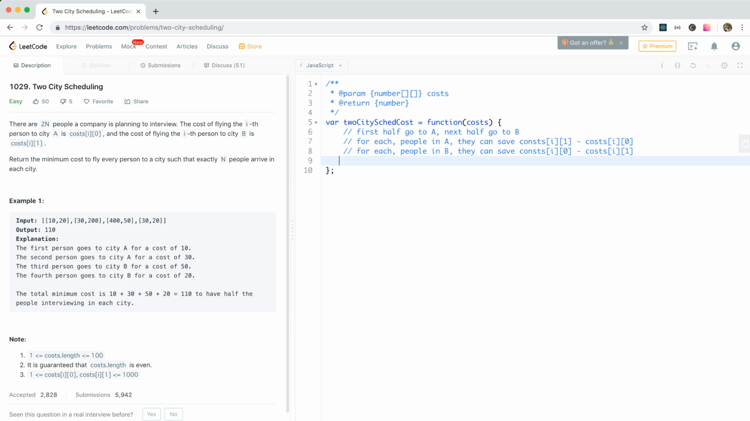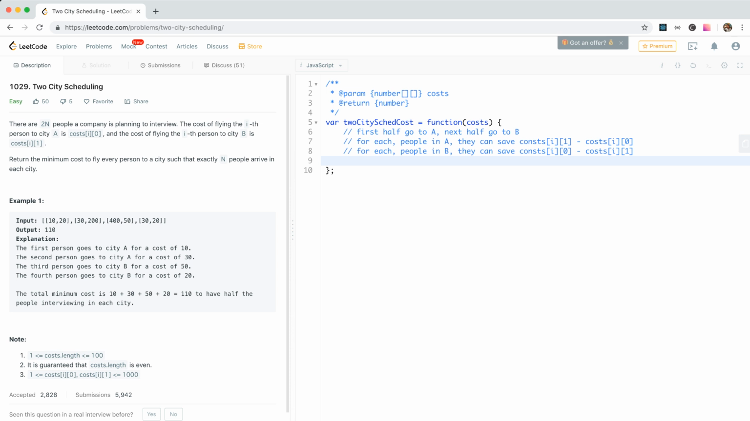Okay, so let's read the problem first. There are 2N people in a company that is planning to interview. The costs are given, so for each person there will be an array. The first one is the cost to A, the second one is the cost to B, and we return the minimum cost so that exactly N people arrive in each city. So let's take an example.